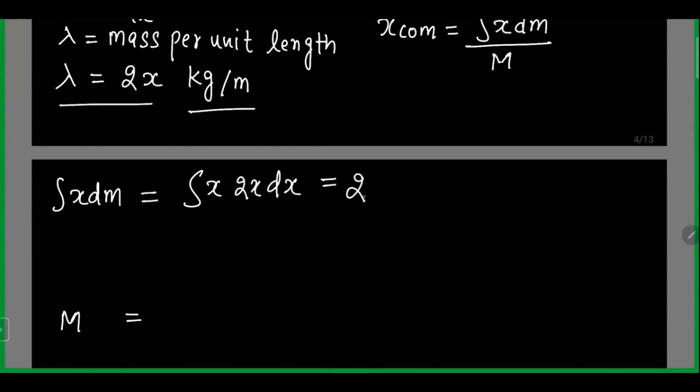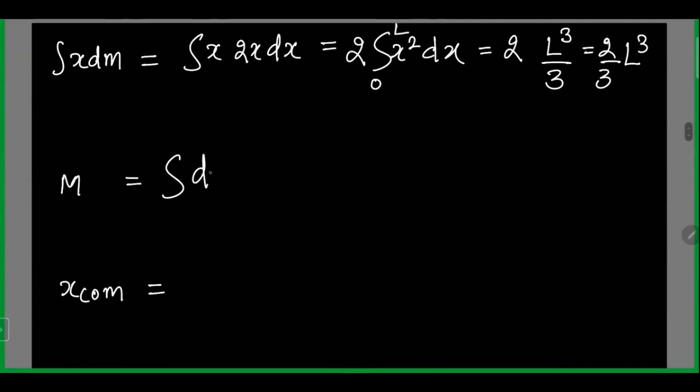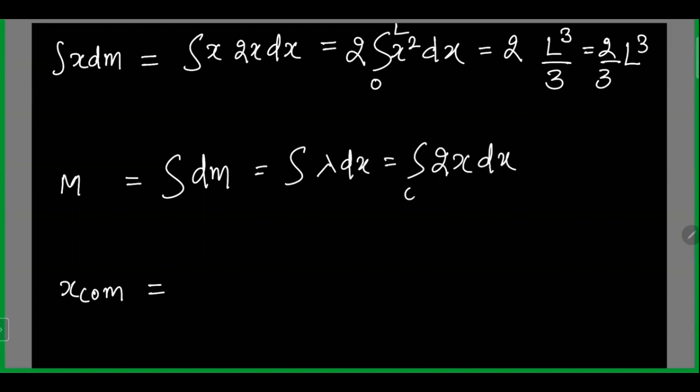2x into dx. So you will have 2 times x squared dx, and your x is going from 0 to capital L. So what will be that? You will get an answer of 2 L cube by 3, which is 2 by 3 L cube. So this is your x dm. Now let's find the total mass. Total mass is summation of dm. What is dm? Lambda dx. And what is lambda? Lambda is 2x, so 2x dx, and your x is going from 0 to L. It means your answer is 2 L square by 2, which means your answer is L square. Okay, so this is your total mass.